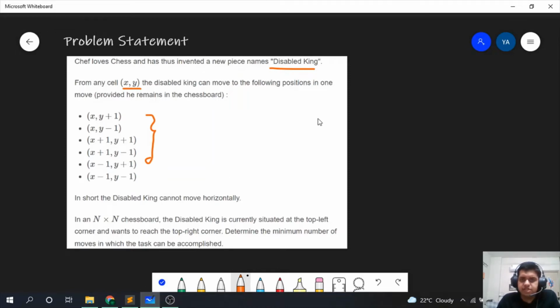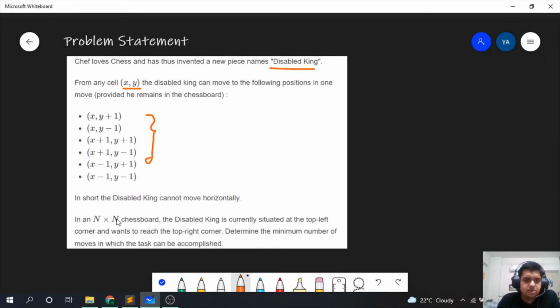If you check out each of these positions, if this is (x, y), then (x, y plus 1), so he can move below, right? He can move above, right? He can move this way, diagonally, diagonally, diagonally, and diagonally. So he can move everywhere, but he cannot move like this. Horizontally is not allowed for the Disabled King. So in short, the Disabled King cannot move horizontally.